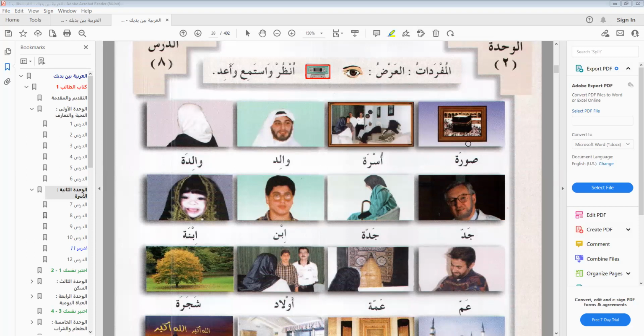Suratun. So this is a picture. Suratun. So don't read in your head. Some people think, I can pronounce it, but in your head, you are pronouncing it silently. You have to say it out with your tongue, with your mouth. Suratun. Then usratun. Usratun is a family. Then walidun. Walidun is a father.